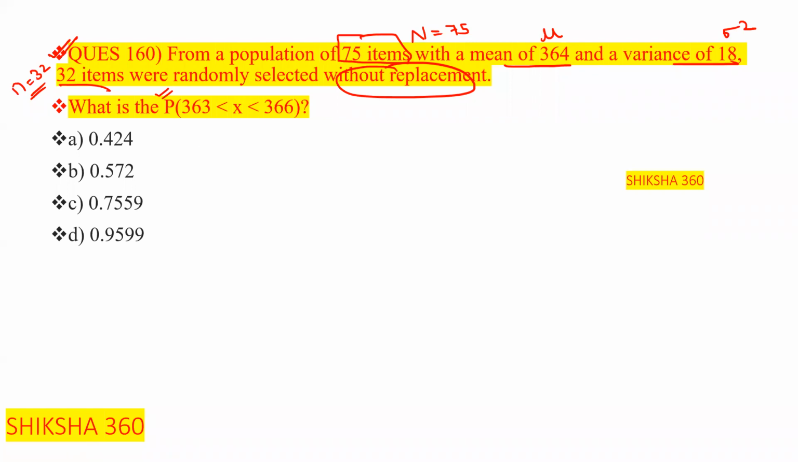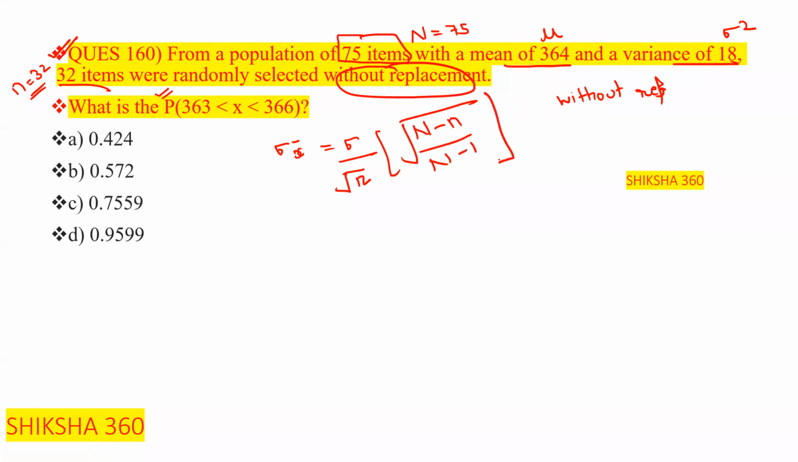Basically, in the case of a finite population, how do we calculate sigma x bar? Sigma x bar is equal to sigma upon root n, multiplied by the bracket of capital N minus small n upon capital N minus 1. This formula is basically for sampling without replacement. Clear? This is the way of calculating sigma x bar.